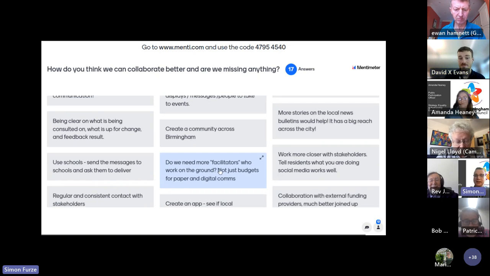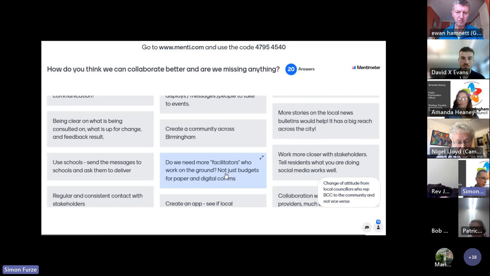Do we need more facilitators who work on the ground? I think that's an absolutely fantastic idea. I love the idea of your peers, and you being empowered to lead on this too, because you can have a real influence in your local communities more than we can. So I do like the idea of those peer-to-peer facilitators. I know that's not what you put, but I'm adding to that. So I think that's really great.